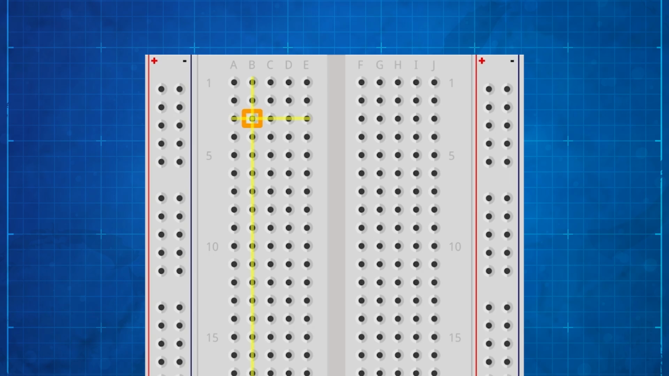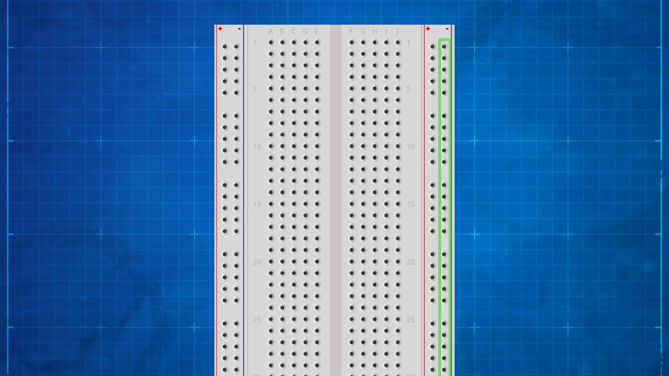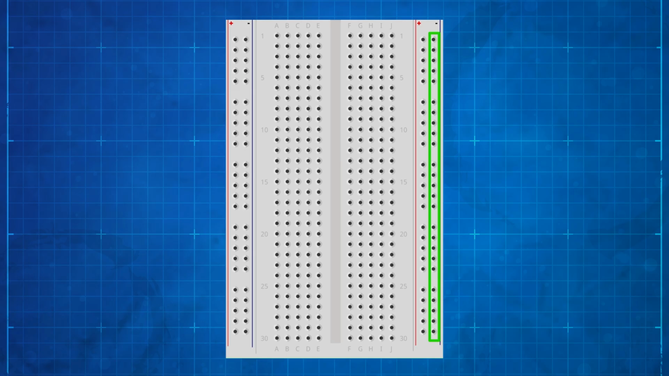A breadboard is split into several sections. On the sides are typically the power and ground rails. The power rail on either side is marked with a red plus sign and the ground rail with a black minus sign. All holes in a given rail are connected. So all of these are connected, all of these are connected, all of these are connected, and all of these are connected.